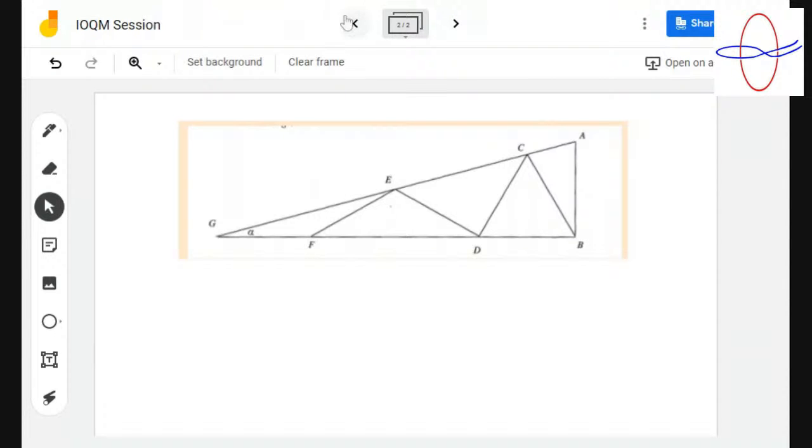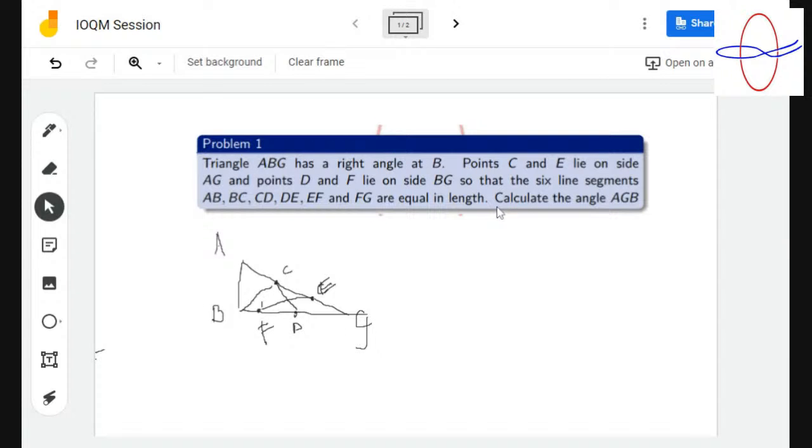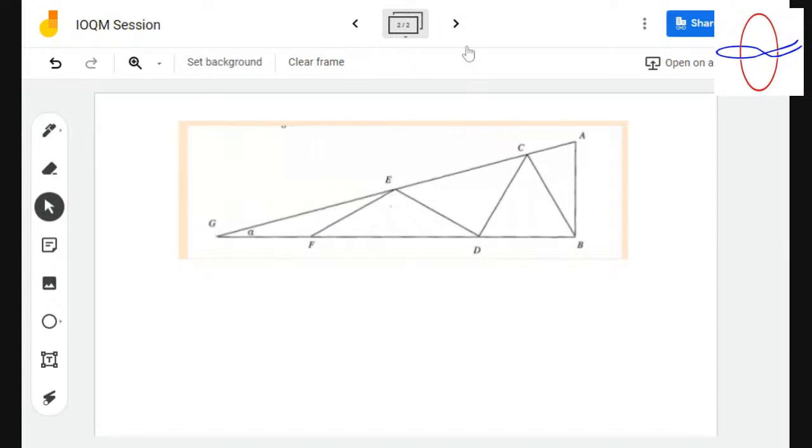So we need to find the corresponding angle AGB. That is this angle. It's alpha, we need to find. So AB is equal to BC is equal to CD is equal to DE is equal to EF is equal to FG. So how can you find this corresponding alpha? That's the question, guys. Did you understand the problem?